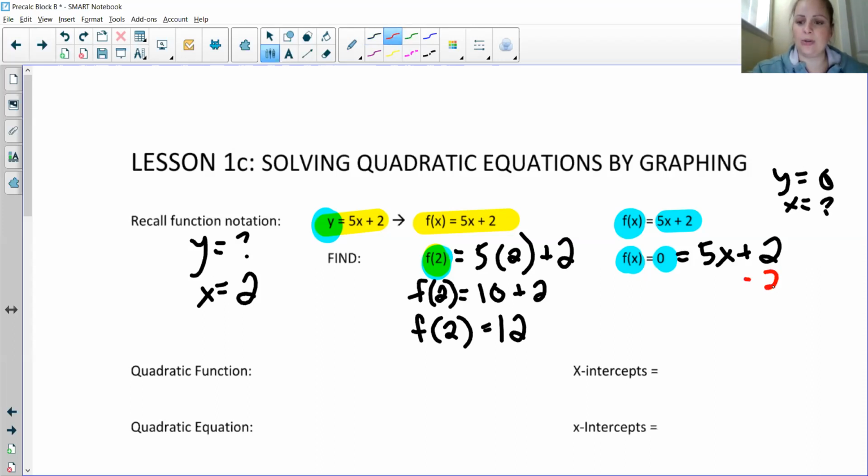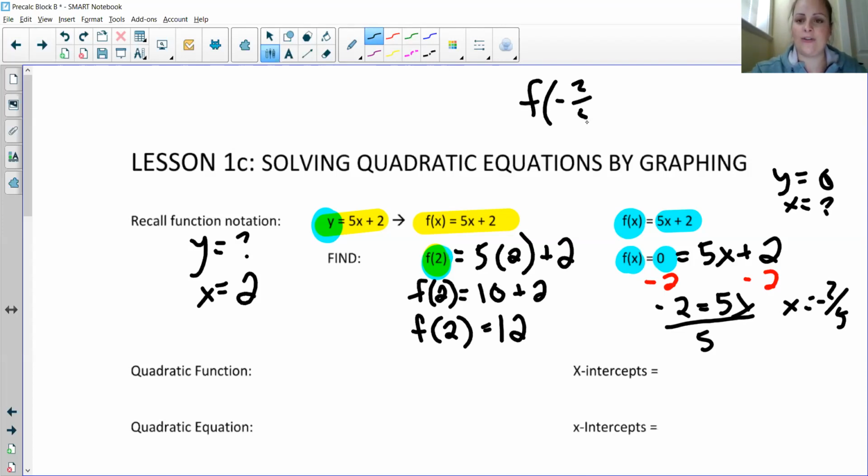You're going to subtract 2 from both sides. You're going to get negative 2 equals 5x. You're going to divide both sides by 5, and you're going to get x equals negative 2/5. So you could actually rewrite this statement as f of negative 2/5 equals 0. So you found this value of x that will make that statement true.